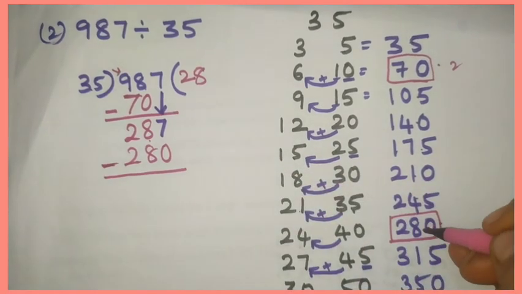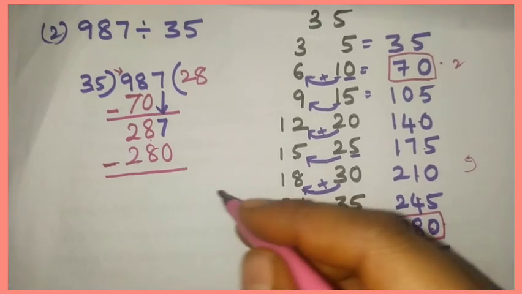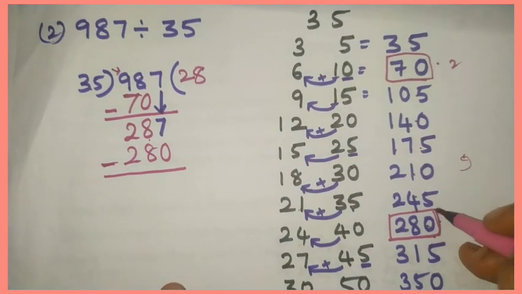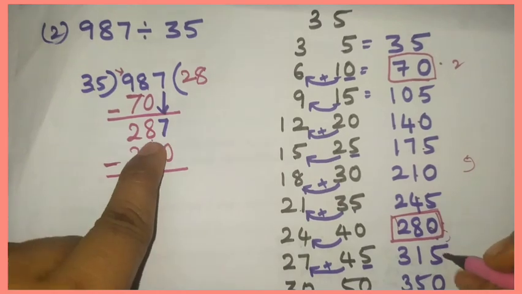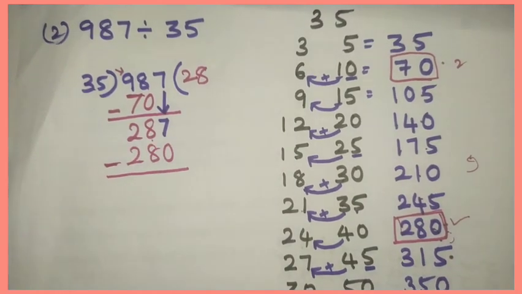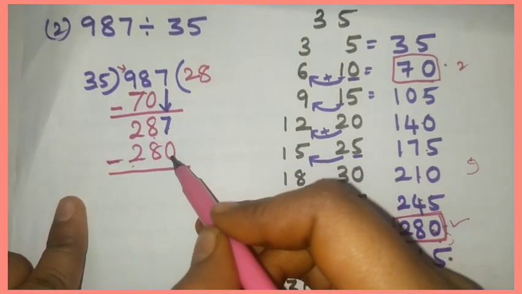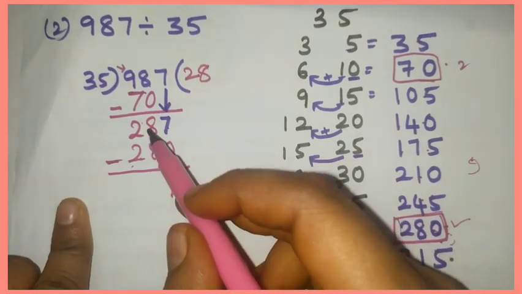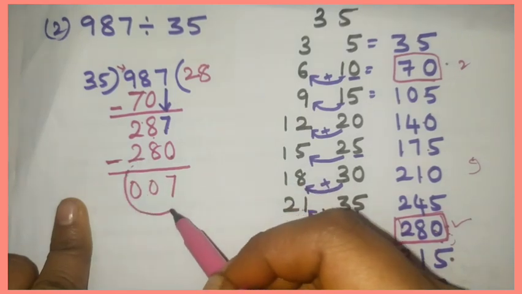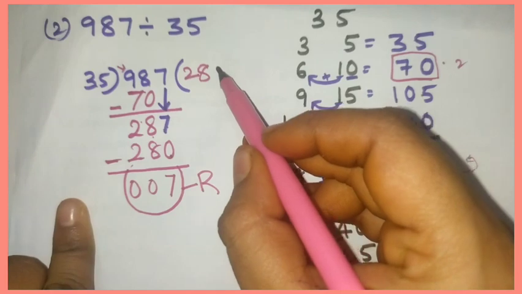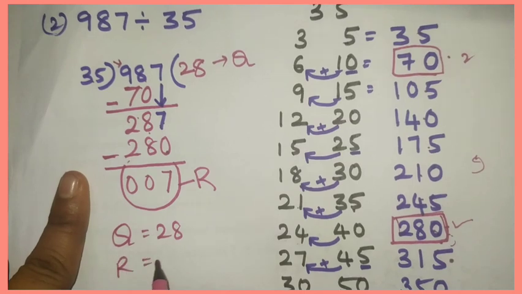We have to take the same number, otherwise the number below it. Always remember, 287 is not in the table, so we took 280. If we take 315, it will be bigger than 287, so we have to take 280 only. 35 8s are 280. Now we'll do subtraction. 7 minus 0 is 7. 8 minus 8 is 0 and 2 minus 2 is 0. We got remainder 7 and quotient 28. Therefore, Q is equal to 28 and R is equal to 7.